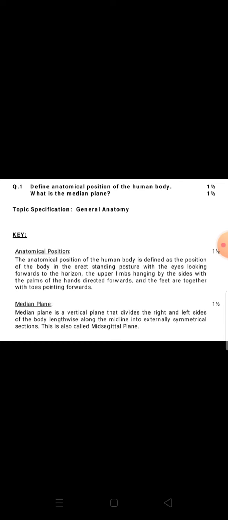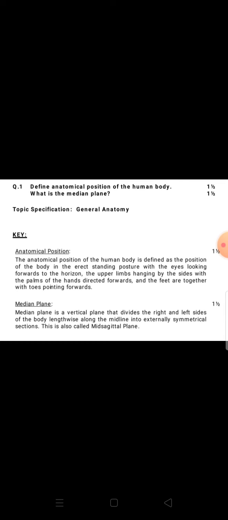Define anatomical position of human body. And the second part of this question is: what is the median plane? Now if you write SEQs in exams in this manner, you will get higher marks. Now, how will we answer this question? The question is: define anatomical position of the body, and what is the median plane.